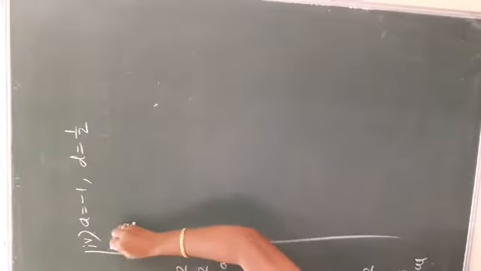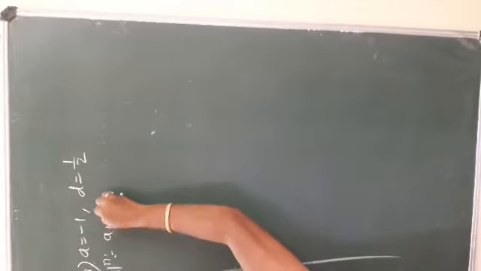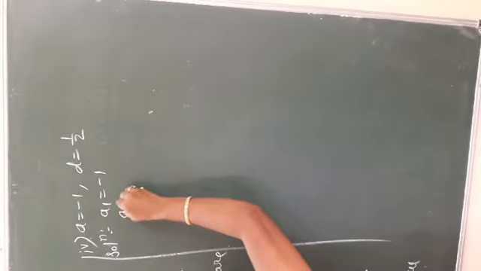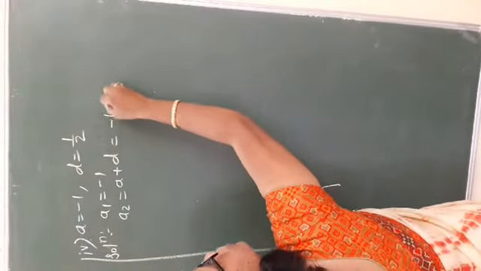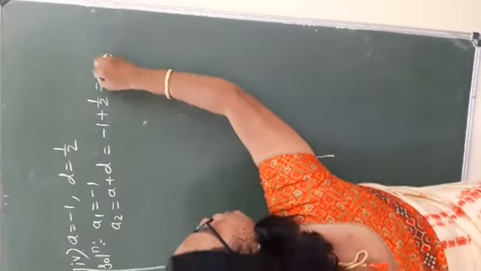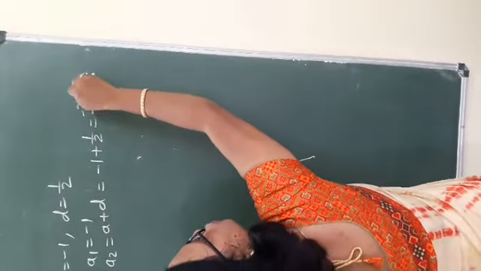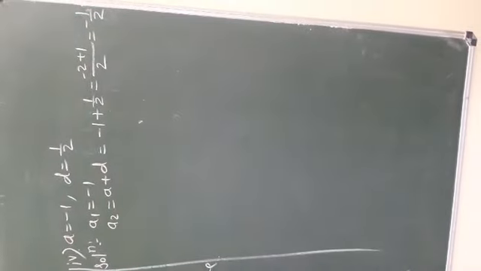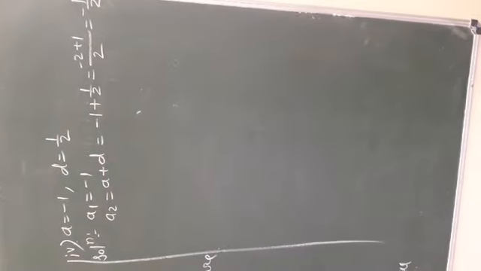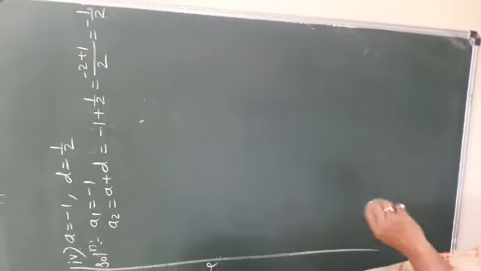Fourth problem: A is equal to -1, D is equal to 1 by 2. Okay, so the first term is already given, A1 is equal to -1. A2 we have to find, A plus D, which means -1 plus 1 by 2. We will take the LCM 2. 2 ones are 2, which means -2 plus 1, and you will get -1 by 2.